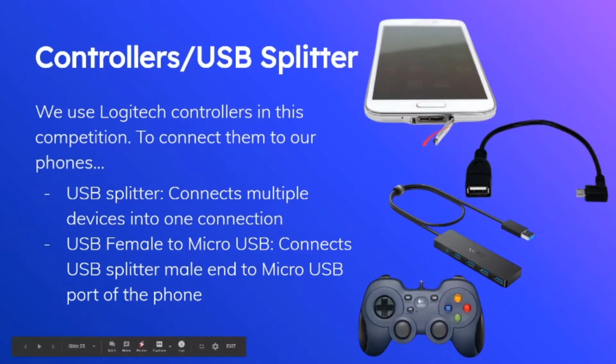Because in the competition you can have two drivers, which means you'll have two controllers, you need this USB splitter to connect both of your controllers to one input, that little port at the end. And then you have a USB female to micro USB, which connects that little USB splitter to our phone itself. And from that, the controller is able to communicate its inputs to the phone.